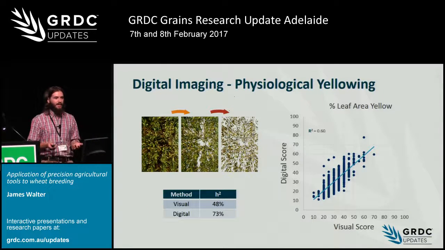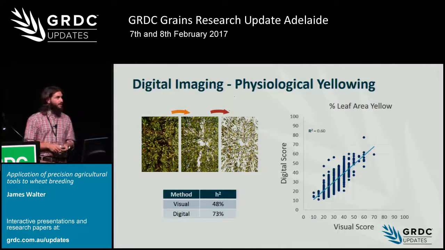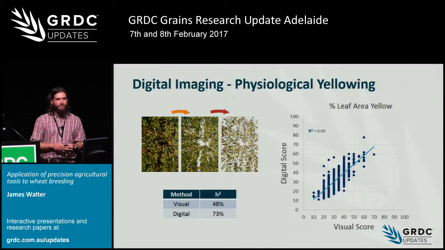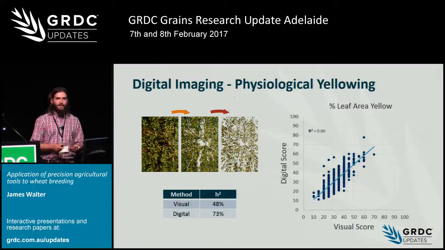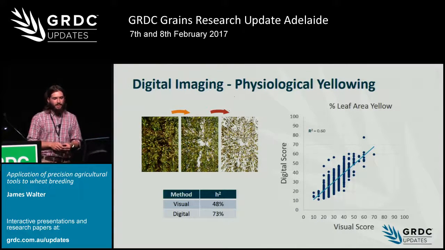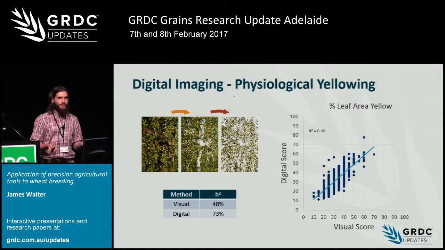Looking at that data in a bit more detail, I obviously have those digital scores I've taken, but also visual scores I've gone and made myself in the field. When we look at the relationship between the two, it's pretty good. I don't think you can complain too much about that. But in terms of plant breeding, what we can then look at here is the heritability. You can think of that as genetic repeatability, or in essence, it's a measure of accuracy that we use in the breeding program. Looking at my visual score of the data, it's around 48%. So that's pretty good, it's a fairly heritable trait.